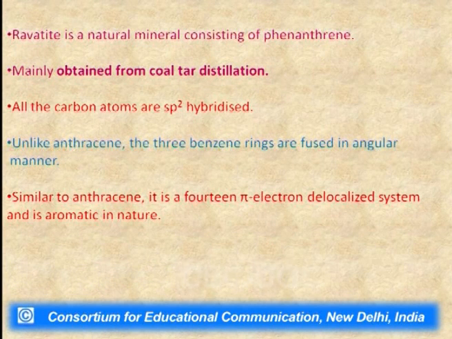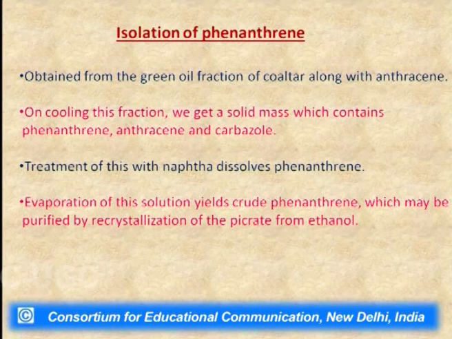Phenanthrene we can get from nature, from coal tar and from the mineral ravatite. From the coal tar distillation, we get this phenanthrene molecule along with anthracene. So it has similar properties with respect to anthracene. All carbons are sp2 hybridized in phenanthrene. Since we get phenanthrene along with anthracene, we have to separate these two.